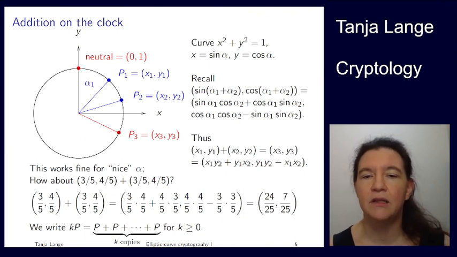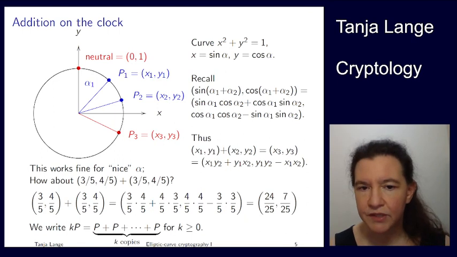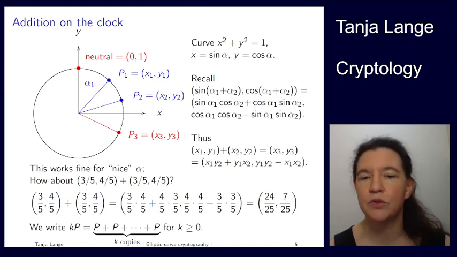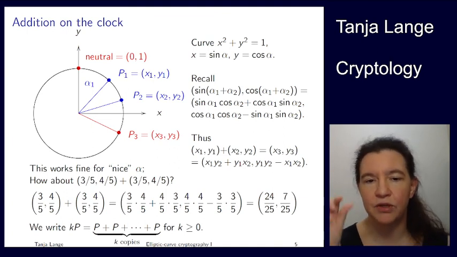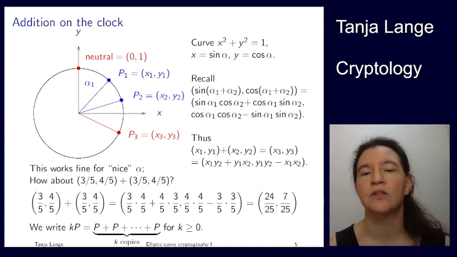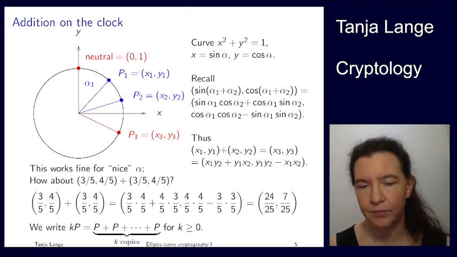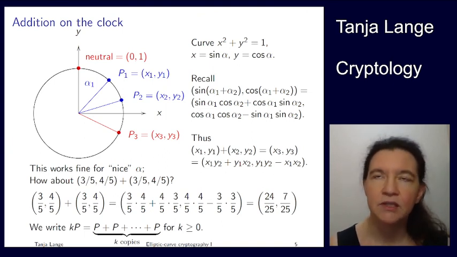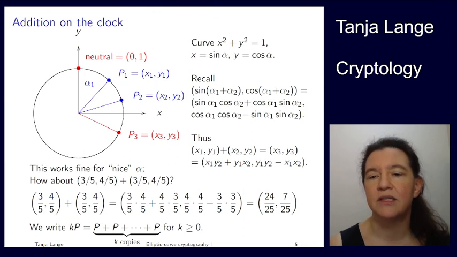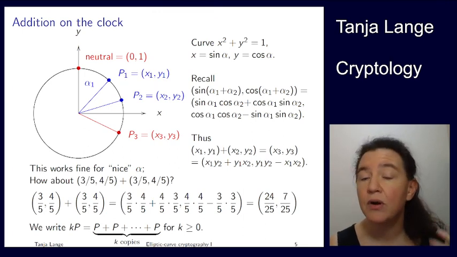So if I'm taking the x coordinate of the first one times the y coordinate of the second, plus the y coordinate of the first one times the x coordinate of the second, that's what I'm writing out here. And if I cross multiply this, I'm getting 12 25ths plus 12 25ths, so the sum is 24 25ths. And then in the y coordinate, I'm having 4 times 4 over 25, so 16, minus 3 times 3, so 16 minus 9 is 7, so that's 7 over 25.